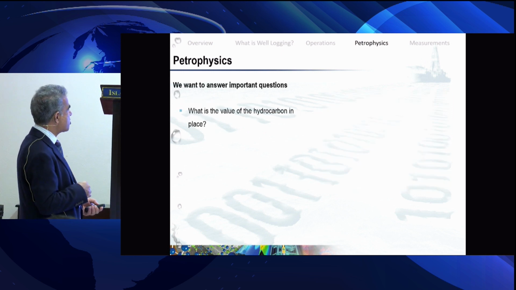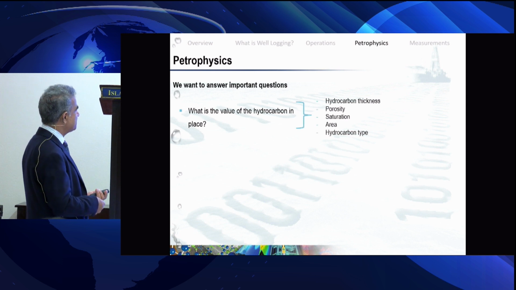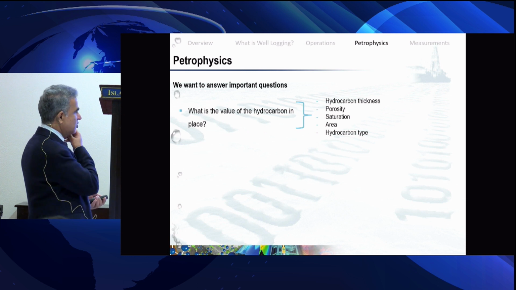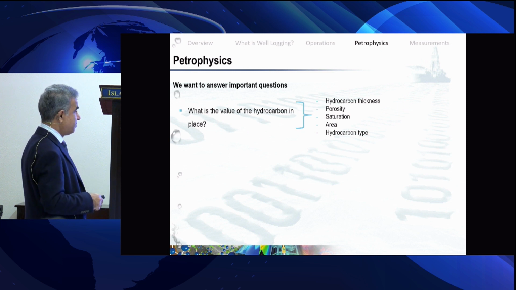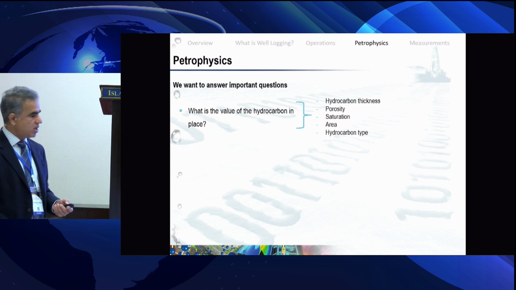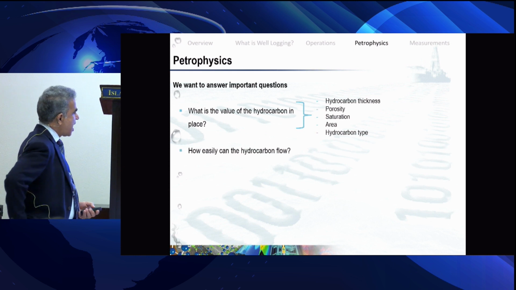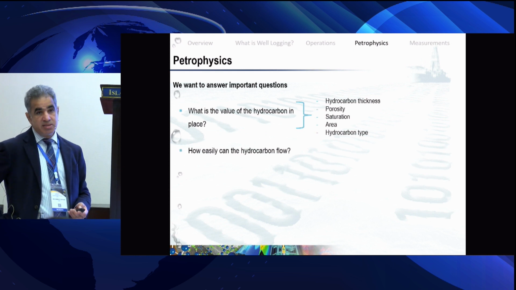We want to answer important questions. What is the value of hydrocarbon in place? To answer that, we need to know thickness, porosity, saturation, area, and hydrocarbon type, I mean gas and oil. How easily can the hydrocarbon flow? That means the permeability and pressure. Pressure is the energy which basically forces the fluid to come out of the rock, flow into the borehole and come to the surface. So reservoir pressure is very important.